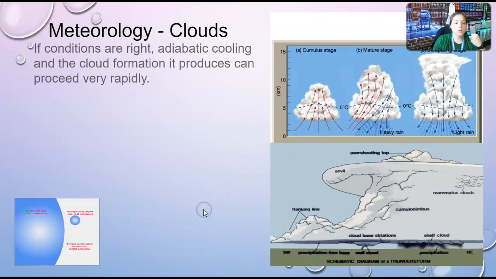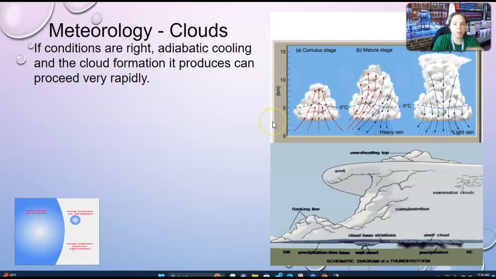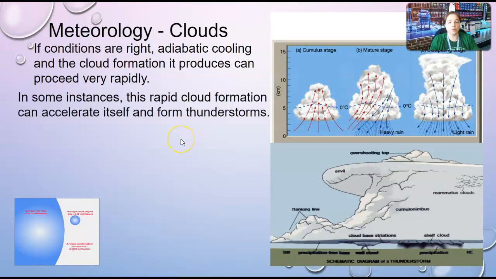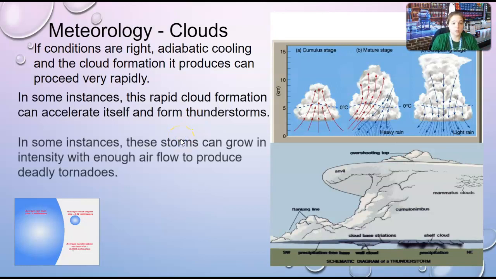All right. So if conditions are right, adiabatic cooling and the cloud formation can proceed very, very rapidly. And adiabatic cooling, remember, is when you have the warmer air, which is tightly compacted. As it rises, it cools, and then the water vapor starts to condense, and it forms clouds. Now, if this happens really, really fast, we get this. The cloud formation, very, very rapid. It can make thunderstorms. In some instances, these storms can grow in intensity and produce deadly tornadoes.